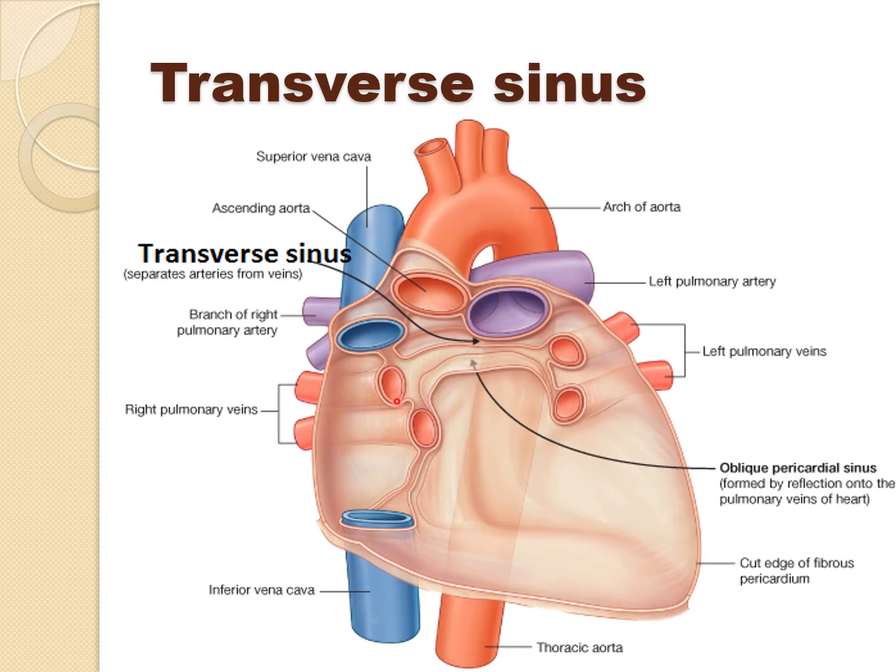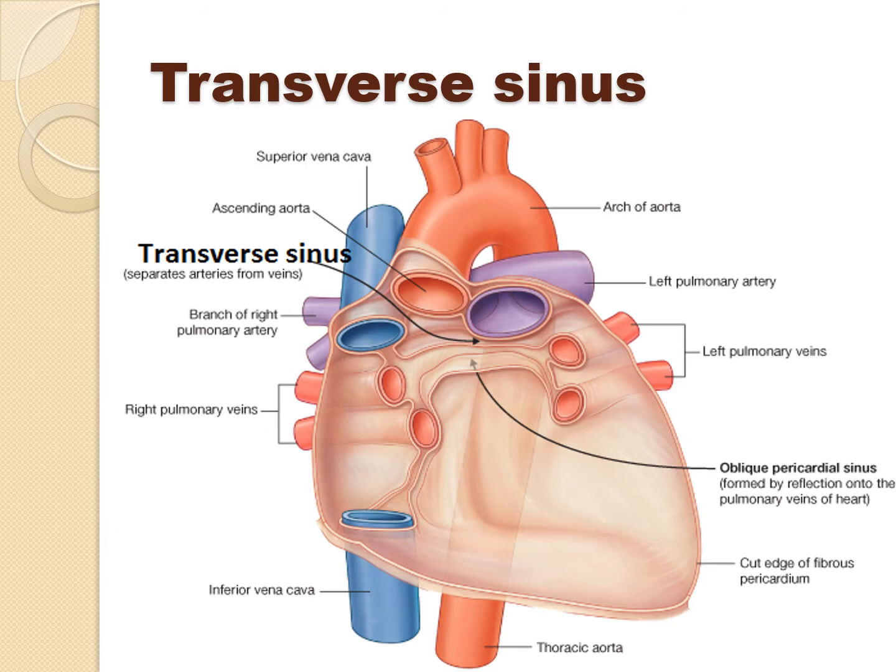Between the two venous ends, the sinus between the pulmonary veins is the oblique sinus. So these are the two sinuses. What is the peculiarity of the sinus? The oblique sinus lies behind the left atrium, whereas the transverse sinus lies above and in front of the left atrium.